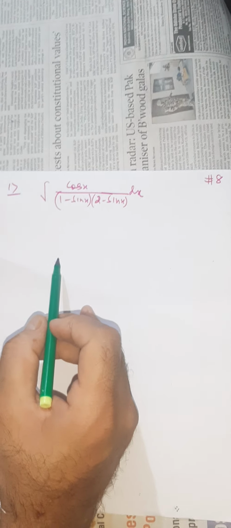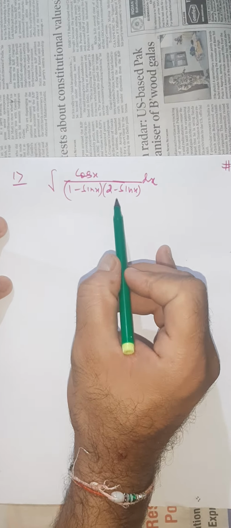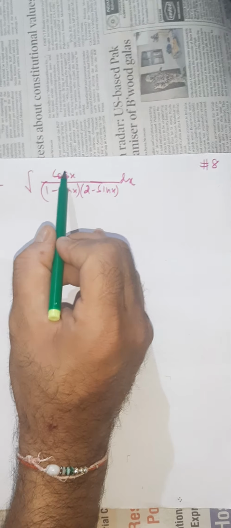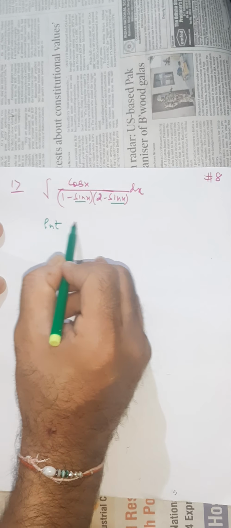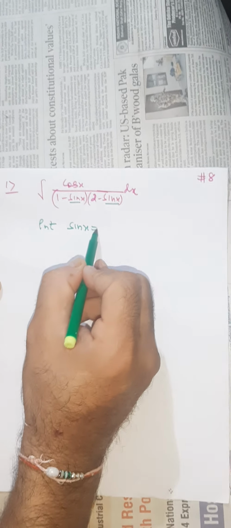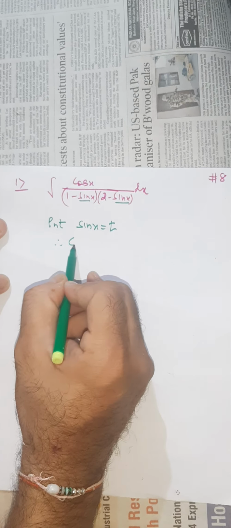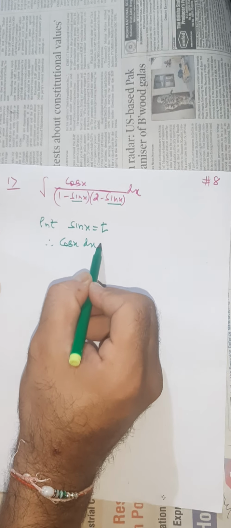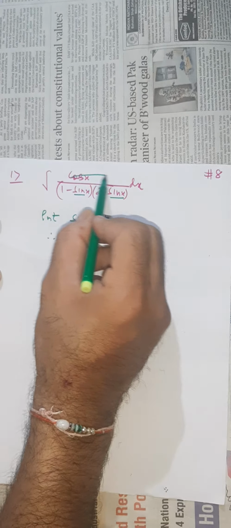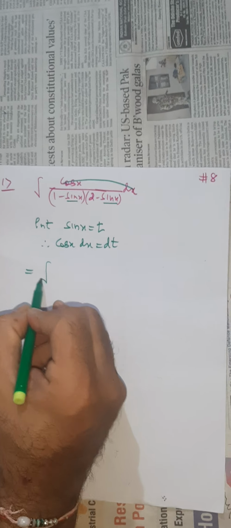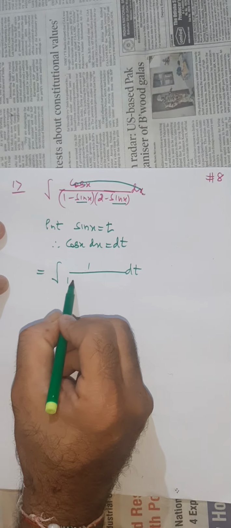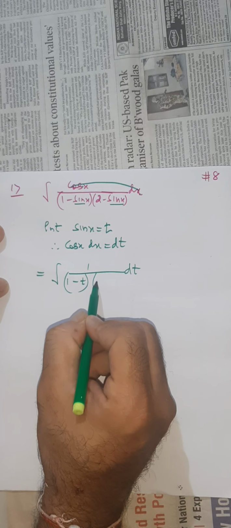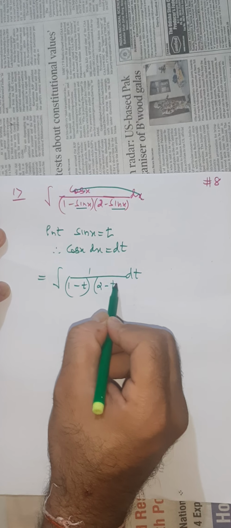Question number 17. Here you can notice that with dx you have a cos function and here a sine. So the first obvious observation is substitution. Put sin x equals t. So cos x dx equals dt. So this is just dt here. Cos x dx becomes dt, over 1 minus t into 2 minus t.